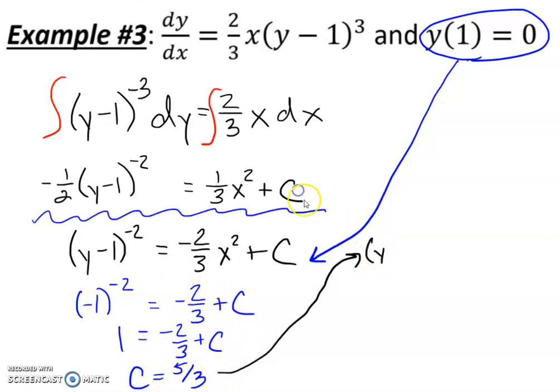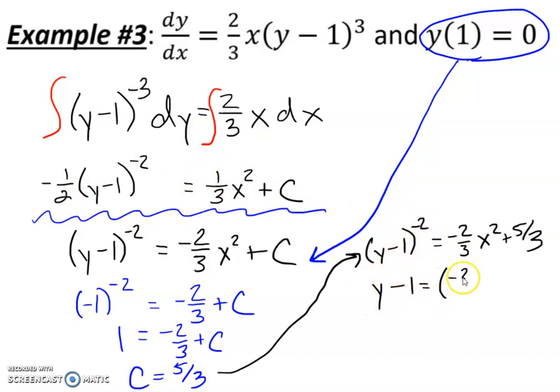So we have y minus 1 to the negative 2 is equal to negative 2/3 x squared plus 5/3. So I plugged it back in at the level that I had plugged in the initial condition at. If I had done it from here, I would have gotten the same answer, but then I would have had to plug it back in to that level. All right, now we need to solve. I'm going to do both sides to the power of negative 1/2. y minus 1 is equal to all that to the negative 1/2.